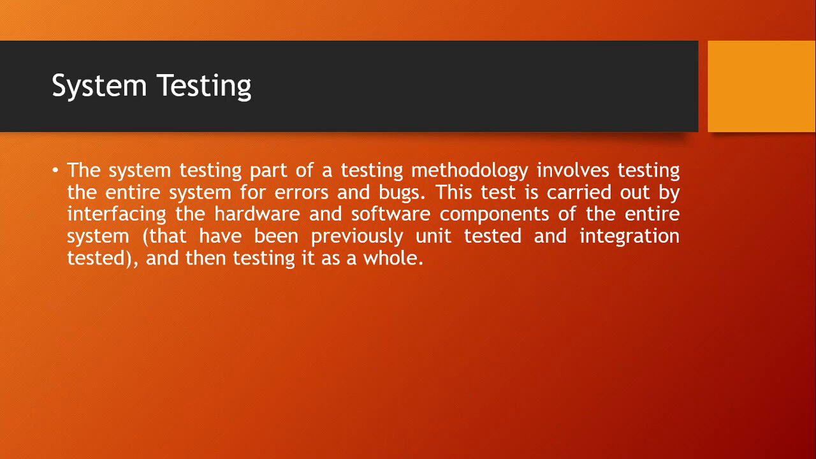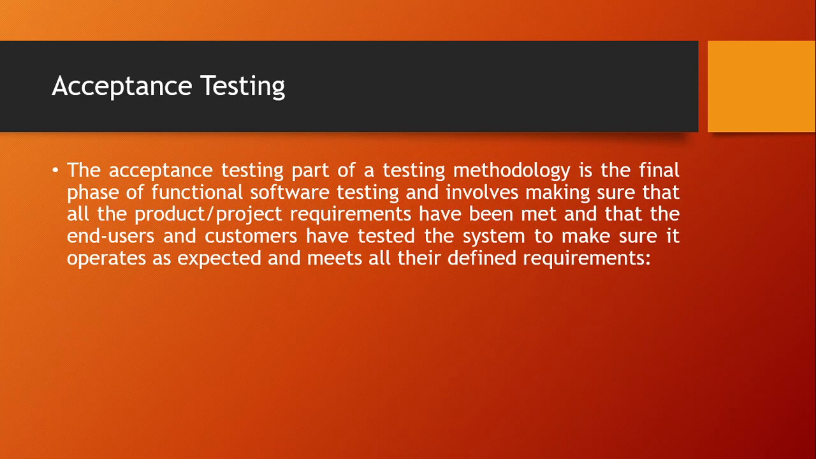Okay, so system testing is testing the whole entire system. Let's start over. Unit testing is when you're only testing an individual feature of that system. Integration testing is when you are testing a component or a module of that system. While system testing is when you are testing the whole entire system to find out if there's any errors or bugs.